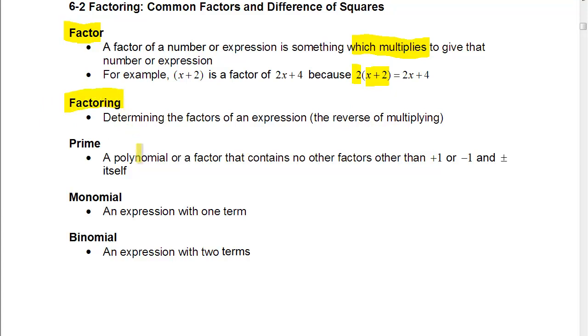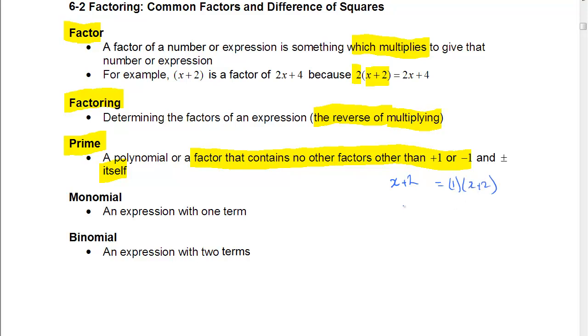Factoring is finding what all the factors of an expression are, and it's the opposite or reverse of multiplying. It's like undoing the multiplication. If we say something is a prime factor, it means that it contains no factors other than plus or minus 1 and itself. So x plus 2 from this example is a prime factor, because x plus 2 can't be broken down anymore. It's simply 1 times x plus 2.